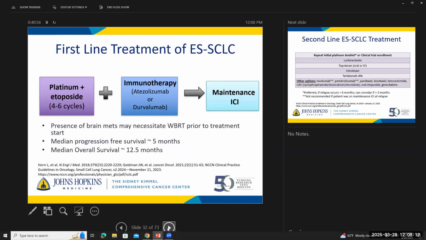And then after the initial combination, 4 to 6 cycles, they just get the maintenance immunotherapy. So for example, they'll get carboplatin, etoposide, and durvalumab for 4 cycles, and then they'll go on to continue durvalumab maintenance therapy until progression. If the patient with extensive stage disease has brain metastases, they might need to get the brain metastases treated up front with radiation therapy prior to the start of treatment. And again, that is because our platinum etoposide does not cross the blood-brain barrier very well and is not necessarily going to be a reliable treatment for these patients.